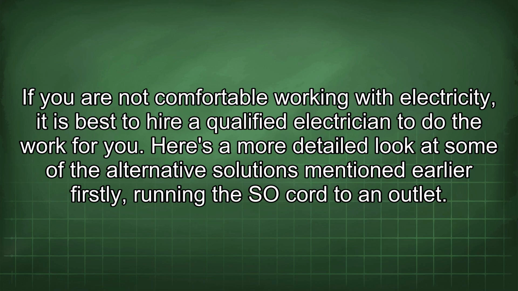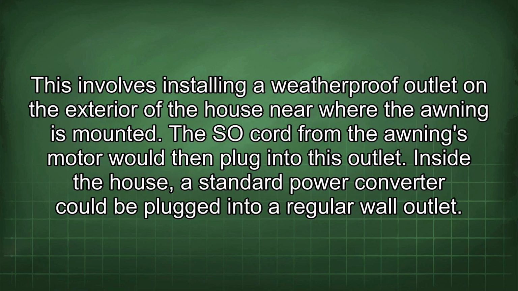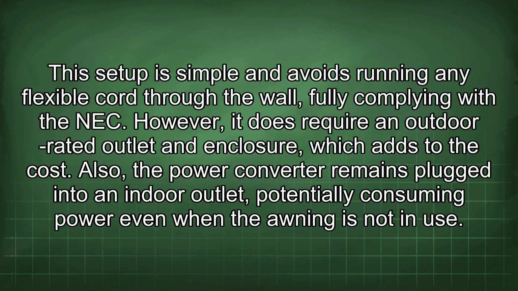Firstly, running the SO cord to an outlet. This involves installing a weatherproof outlet on the exterior of the house near where the awning is mounted. The SO cord from the awning's motor would then plug into this outlet. Inside the house, a standard power converter could be plugged into a regular wall outlet. This setup is simple and avoids running any flexible cord through the wall, fully complying with the NEC. However, it does require an outdoor rated outlet and enclosure, which adds to the cost. Also, the power converter remains plugged into an indoor outlet, potentially consuming power even when the awning is not in use.